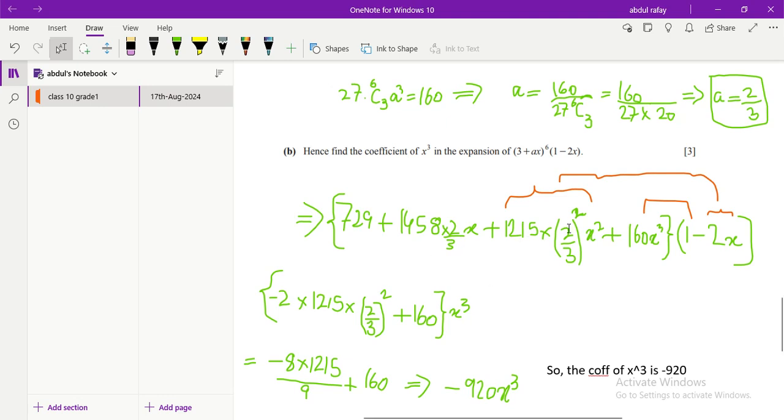So now you can multiply these two terms, and here I have multiplied the coefficients, right? Take x to the power 3 as common, and here we have 160, and when you multiply this, you will get this. After solving this whole thing, you will get minus 920 x to the power 3. So the coefficient of x to the power 3 is minus 920, right?